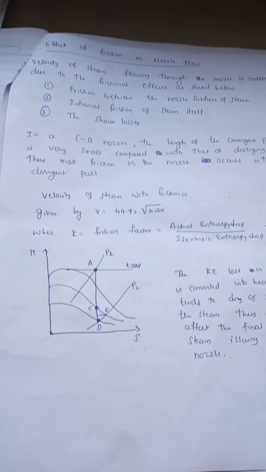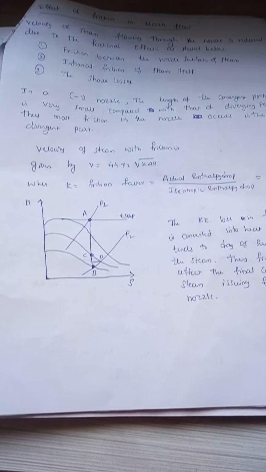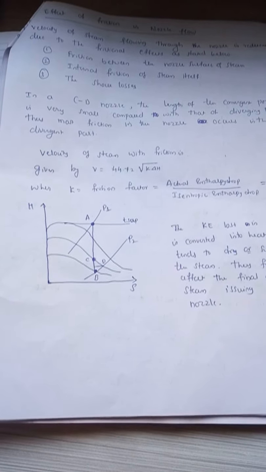In a CD nozzle, that means convergent divergent nozzle, the length of the convergent portion is very small compared to that of the divergent part. Thus most of the friction in the nozzle occurs in the divergent part only. This is one good piece of information: you should always note that the divergent portion length is very large compared to the convergent portion length. So the major frictional loss will happen in the divergent part because it has more length.